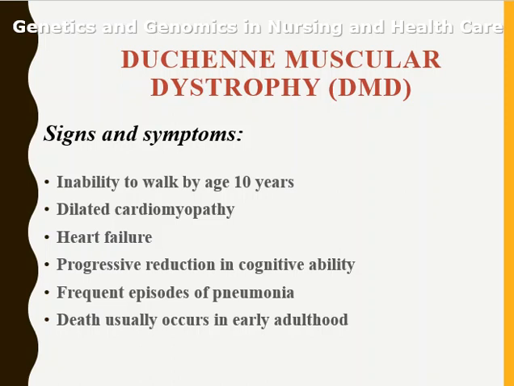There is a progressive reduction in cognitive ability. It's unknown why, but they think that perhaps some dystrophin is required in the brain. They have frequent episodes of pneumonia, and then, as I've mentioned, death usually occurs in early adulthood.